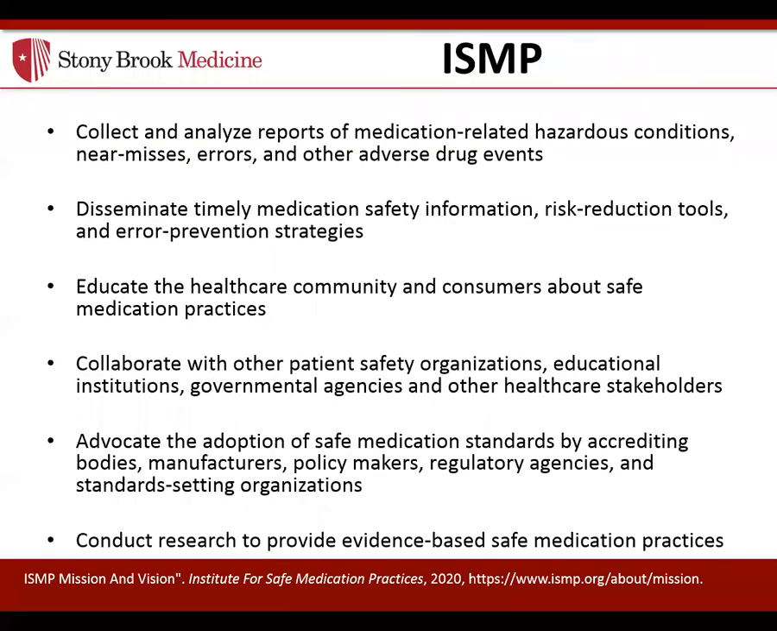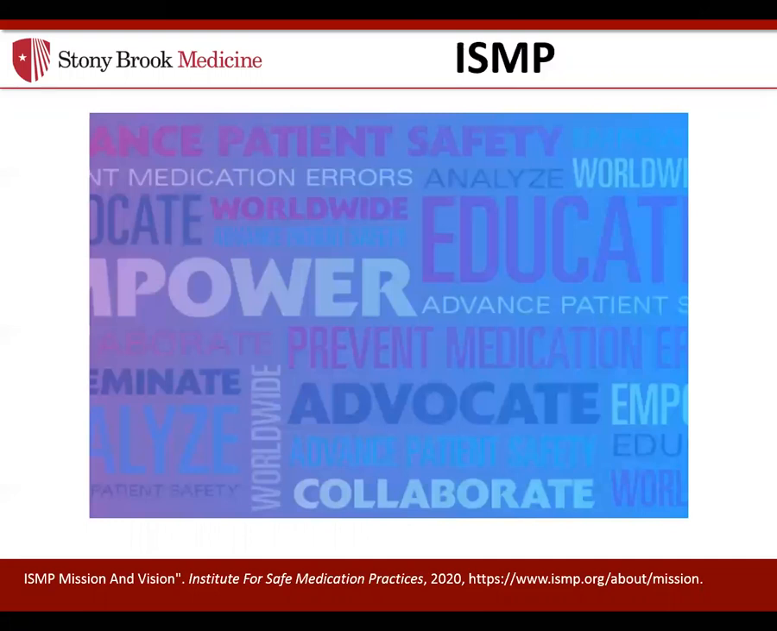Essentially the mission of ISMP is to analyze the reports of medication errors and near misses. They also determine risk reduction tools and identify various error prevention strategies, and finally work to disseminate all of these strategies to educate healthcare professionals regarding safe medication practices. ISMP has a lot of different roles, but essentially its mission is centered around medication safety.